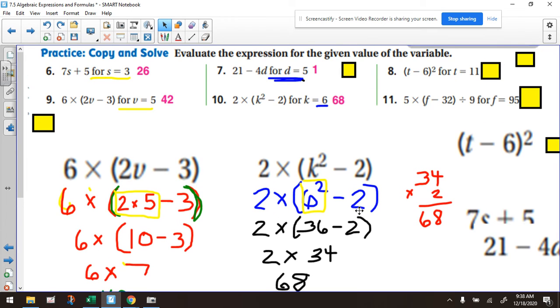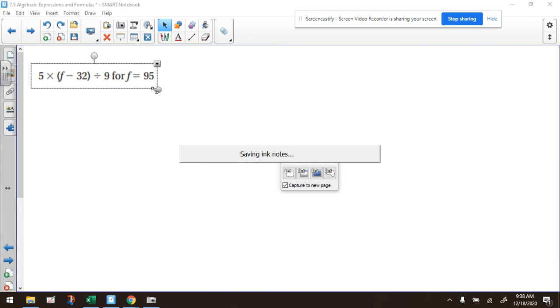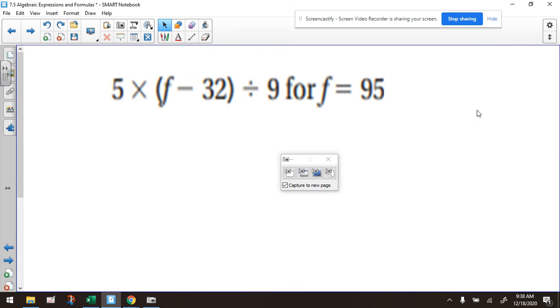All right, so perhaps we can do maybe one more. What if we do number 11? And let's put that on a fresh page so that we have plenty of room. Let's remember that it's for f equals 95. I'll just grab that in there too. All right, so let's stretch it out.